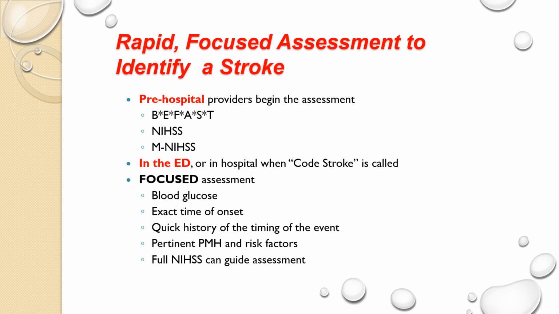The exact time of onset. When did this happen? Or do we know their last known well? All right. A quick history of the timing of the event, pertinent past medical history and risk factors. You know, for instance, if you found out that this patient had a stroke in the past or has atrial fibrillation, that would be pertinent medical history. And we want to do a full stroke scale, right? The NIH stroke scale can also help guide the assessment.